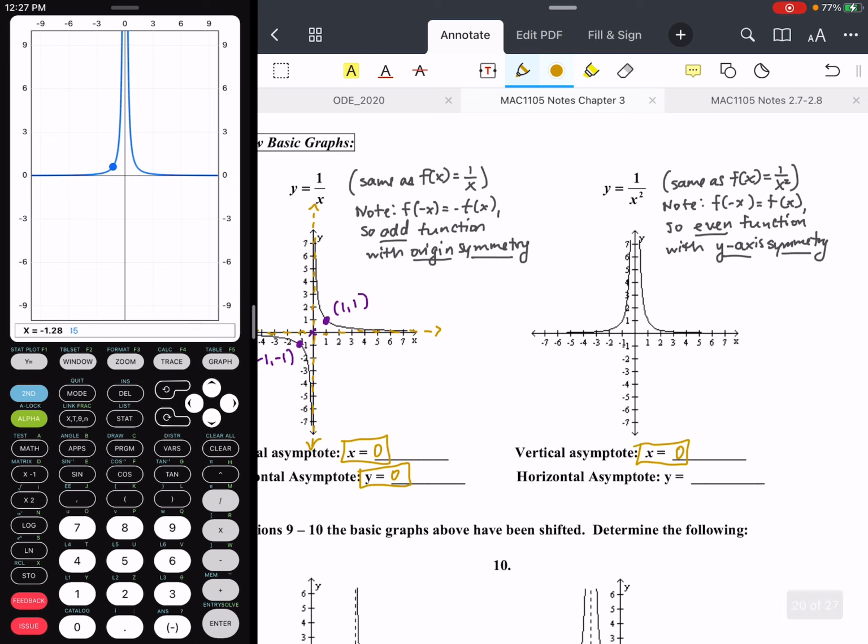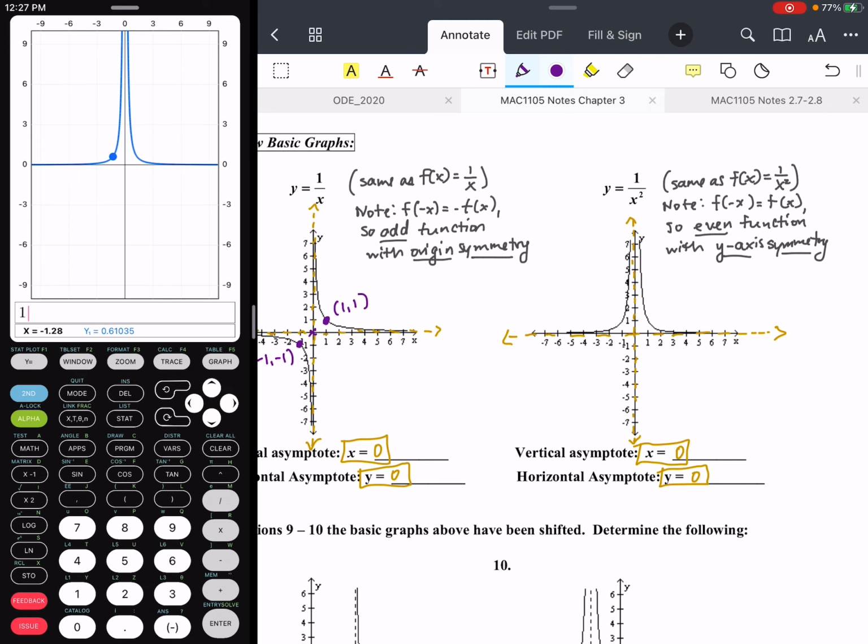Setting the denominator x squared equal to 0 gives you the solution x equals 0. So that's my vertical asymptote. And then my horizontal asymptote, again, it's a bottom-heavy function, degree 0 over degree 2. So horizontal asymptote y equals 0. And again, if I want to identify some reference points using the trace function, I have the ordered pair (1, 1). And then by y-axis symmetry, I know I'll also have the matching ordered pair (negative 1, 1).